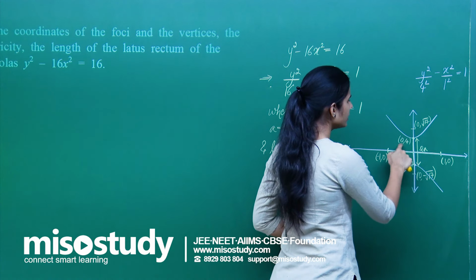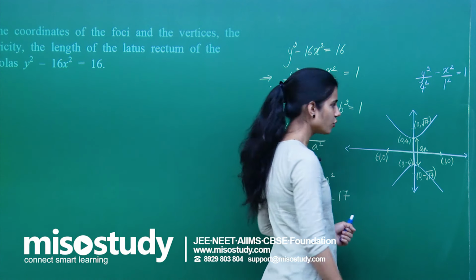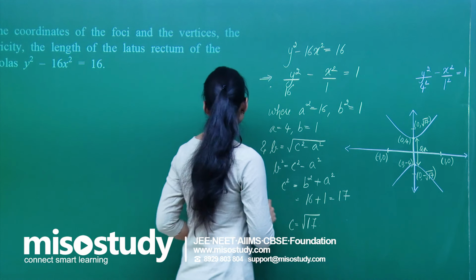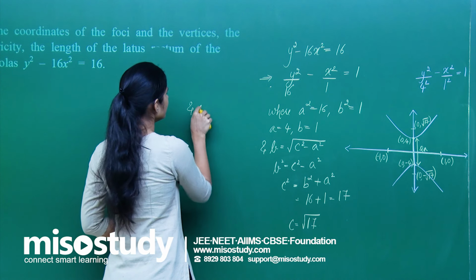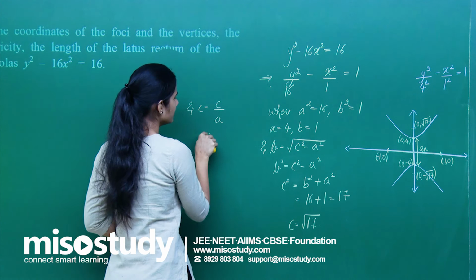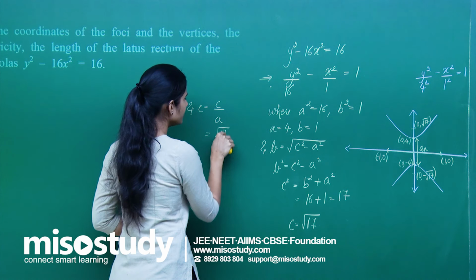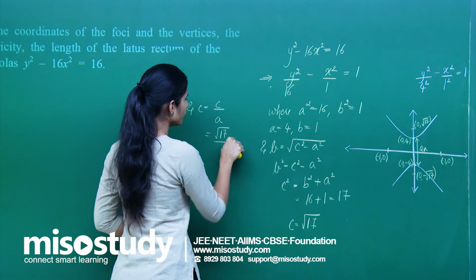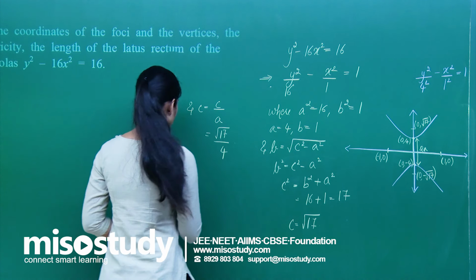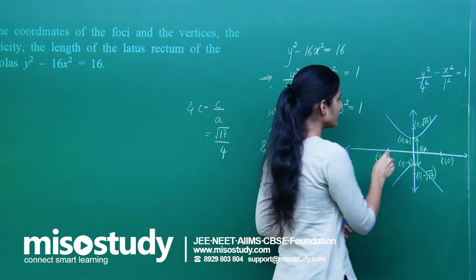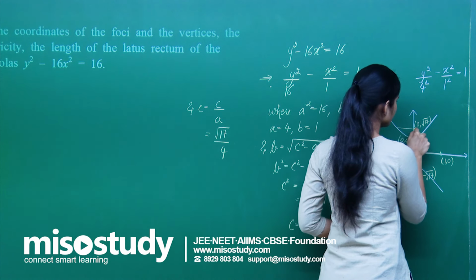The vertices have coordinates 0 comma 4 and 0 comma minus 4. After that I talk about eccentricity. Eccentricity is given by c upon a. c is coming out to be root 17 and a is 4, so this is my eccentricity. Now the length of the latus rectum. If I talk about the latus rectum, this is my latus rectum.